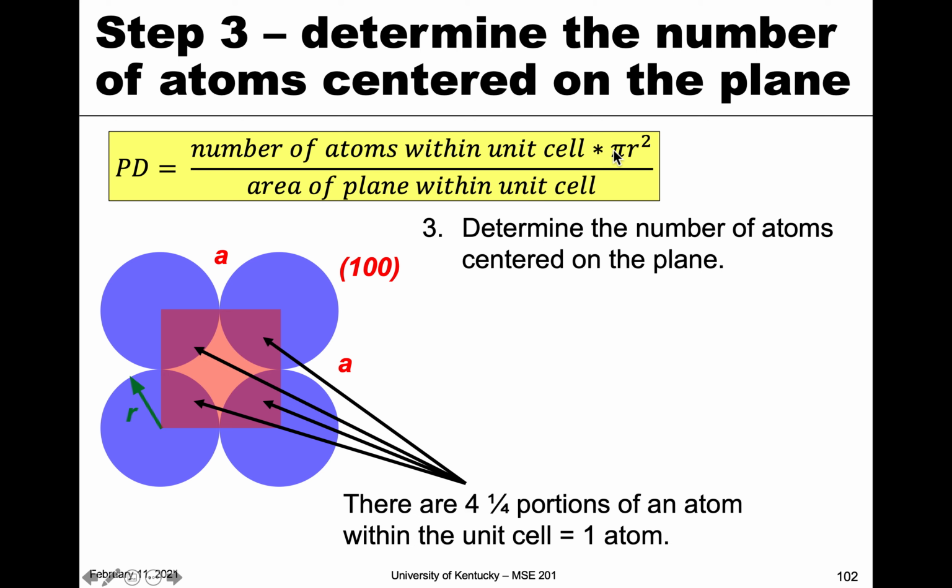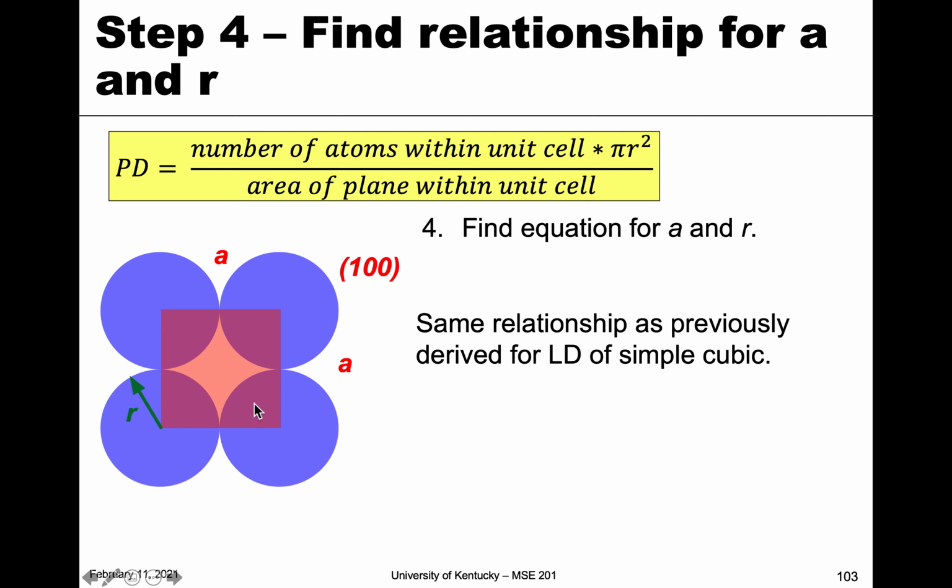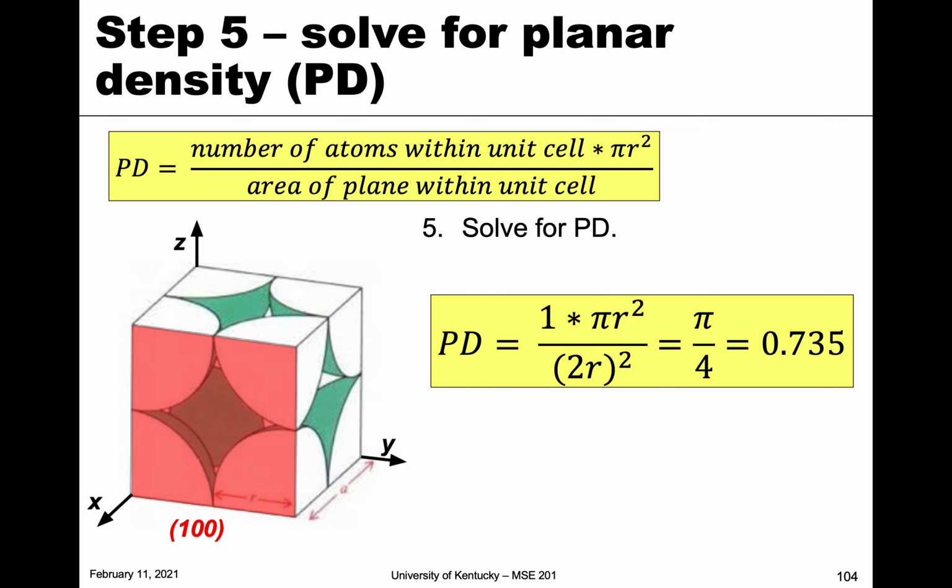So that's the count of the atoms, and then we're multiplying by the area of an atom, which is going to be pi r squared. So that's basically how we get the area of atoms within the unit cell over the area of the plane within the unit cell. At this point, all we have left is to calculate the relationship between A and R. We did this in the linear density calculations. We saw that it was the edge length, and so we saw that A equals 2R. If you want help on finding this, go back to the linear density videos for simple cubic, and you'll see that example.